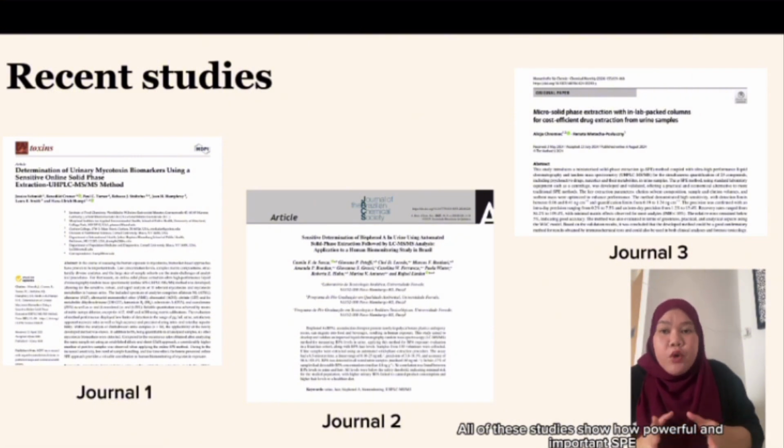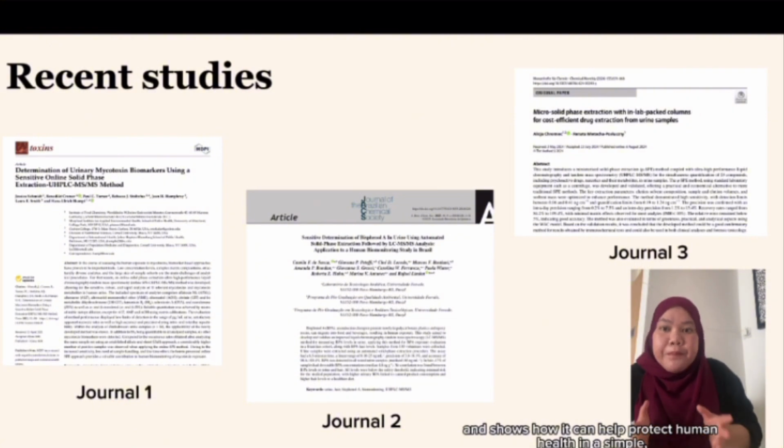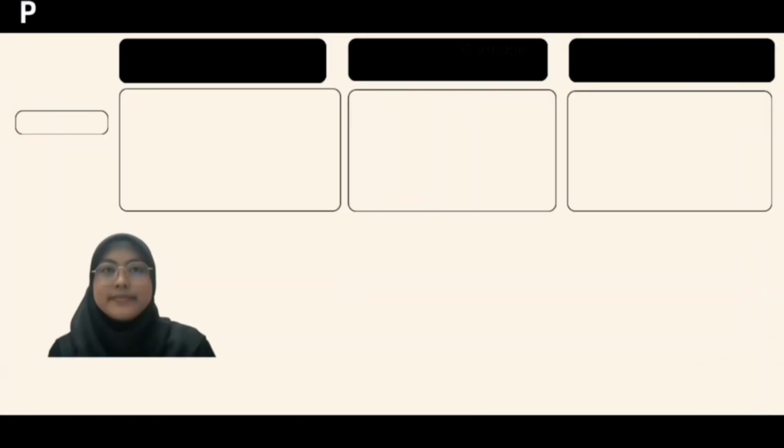All of these studies show how powerful and important SPE methods are in helping us understand chemical exposure. This project focuses on using SPE to detect toxic chemicals in urine and shows how it can help protect human health in a simple, reliable, and efficient way.